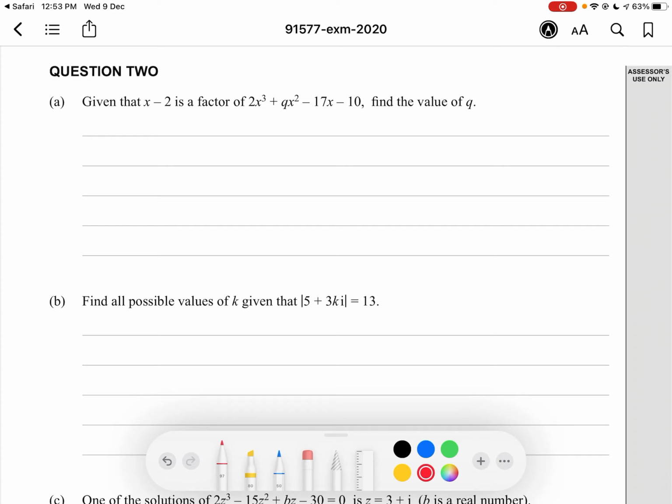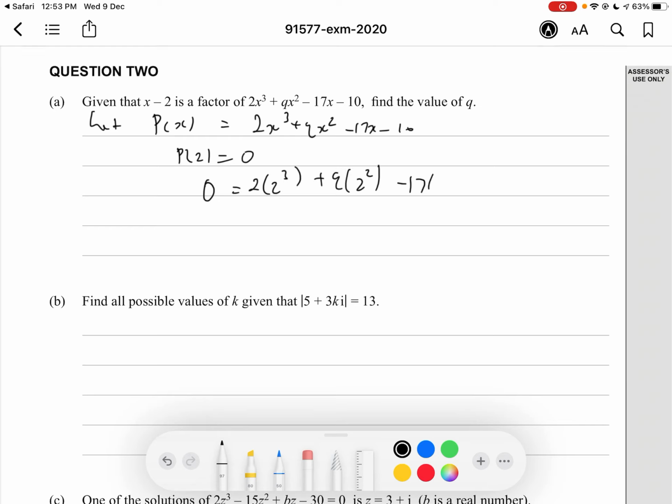So x minus 2 is a factor, therefore, if we let p of x equal 2x cubed plus qx squared minus 17x minus 10, then p of 2 equals 0. That's what we know. So 0 equals 2 times 2 cubed plus q times 2 squared minus 17 times 2 minus 10.